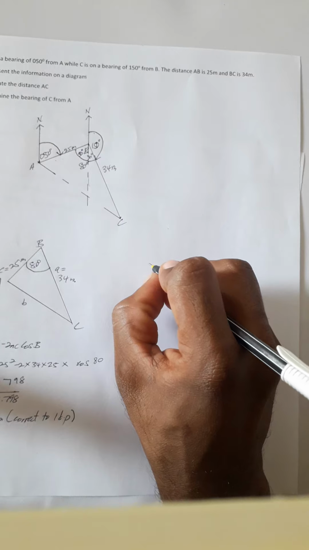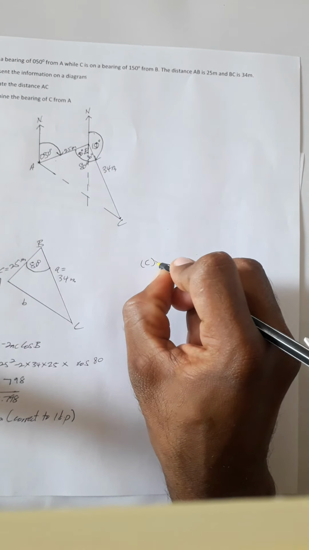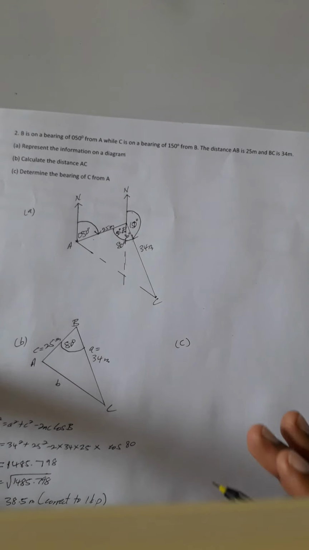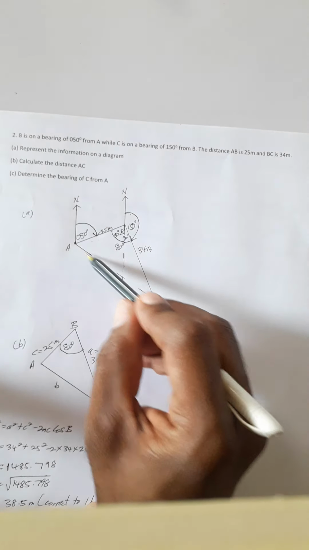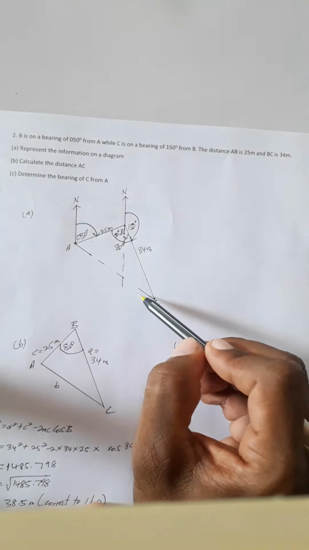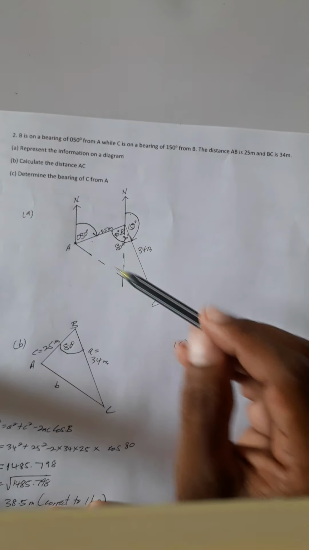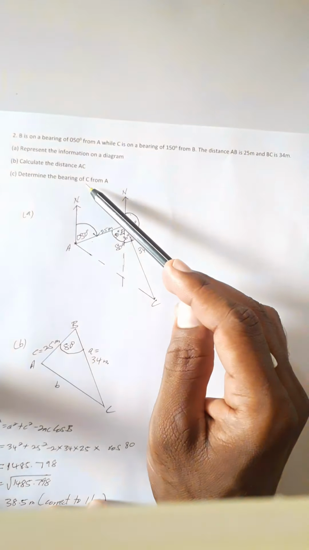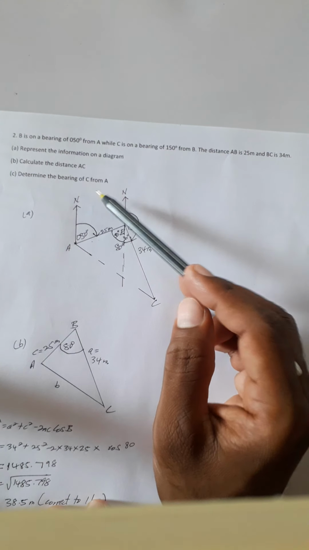Let us now do part c. Determine the bearing of C from A. So we need to see which line connects C and A. Let us look at the diagram. That's this line here. This line connects A and C, or C and A. Good. So we want to determine the bearing of C from A.